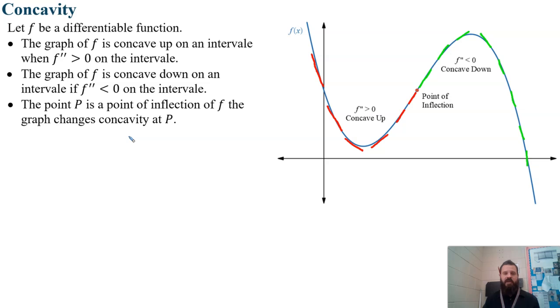Now one more thing here, we'll talk about the point of inflection, where our graph flips from either concave up to down or vice versa. We'll say that the point P is a point of inflection of f when the graph changes its concavity at P. So since we switch from concave up to concave down at this point, I'd call that a point of inflection.